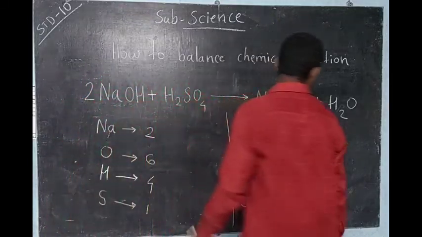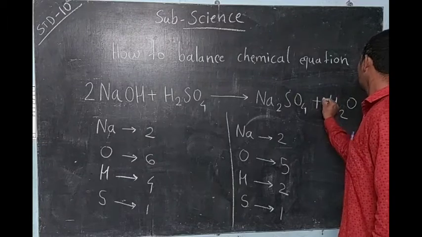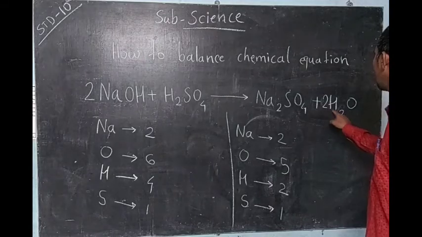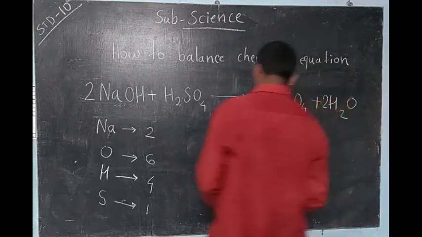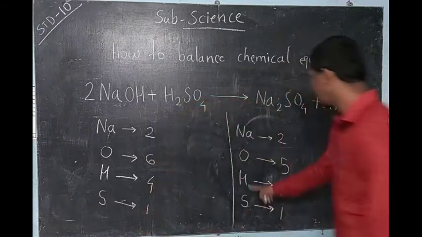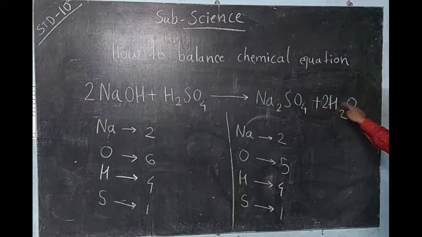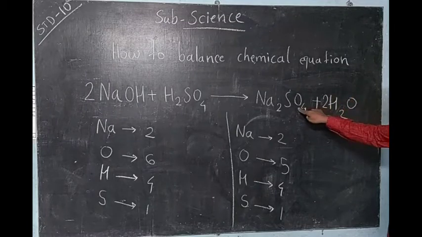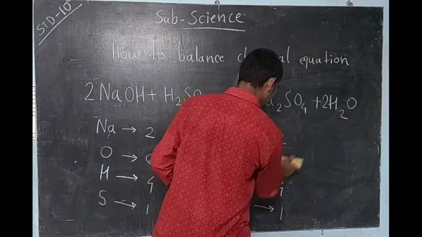So what happens if I write number 2 here? If I write number 2 here, then see, hydrogen 2 twos are 4, so hydrogen will become 4. Now oxygen, see, this number 2 is attached to oxygen also. 2 and this 4, it will become 6. Oxygen will become 6.